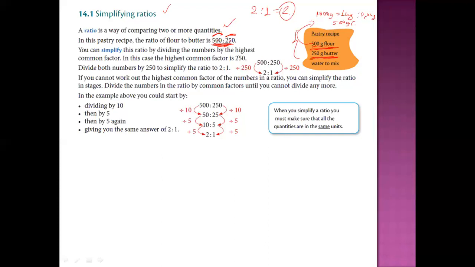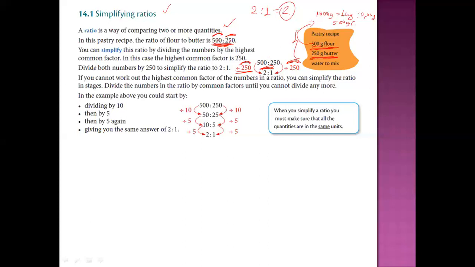And as you see here, the highest common factor is 250, the same amount. For example, can I divide 500 by 25? Of course, you can divide it, no problem. But the highest common factor is 250. And then finally, you will get the same answer, the same ratio.